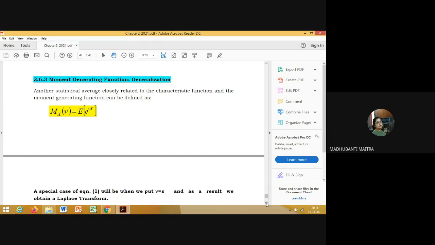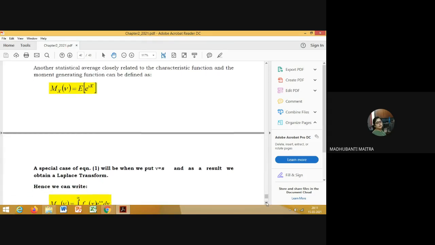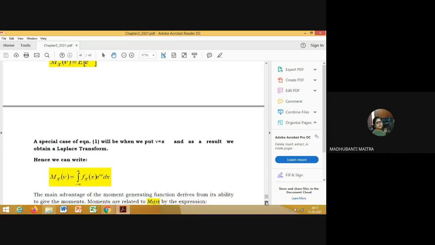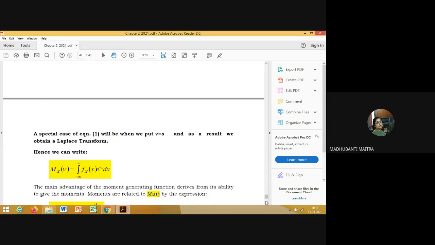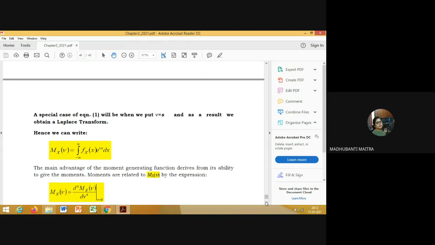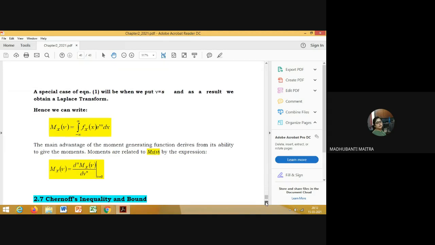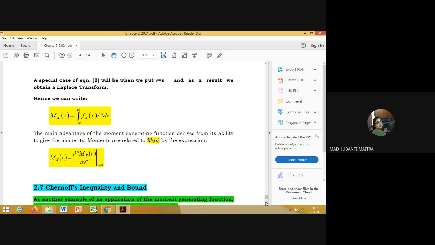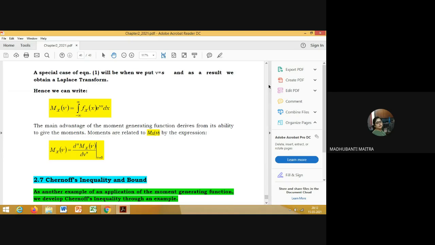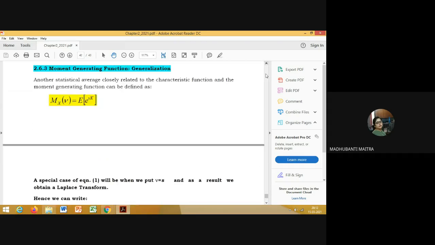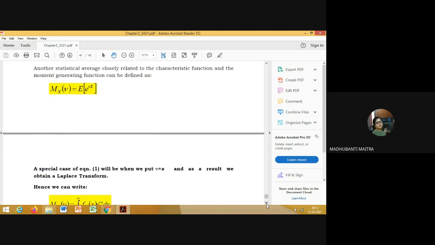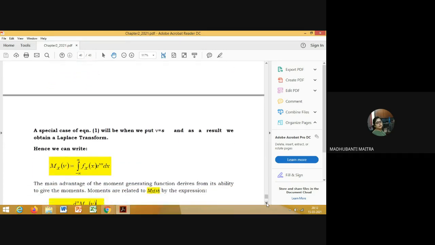Right? Now, I am just showing you the Chernoff's bound since it's included in this particular chapter. But please remind me once I complete the next chapter, then I'll go through this Chernoff's bound once again. So a special case of this, as we have discussed, if we put v is equal to s, as a result we obtain a Laplace transform, obviously with sign inverse.